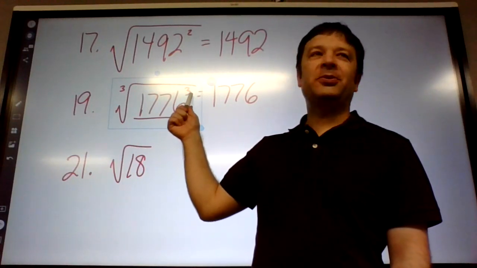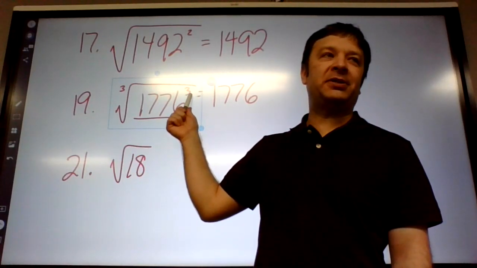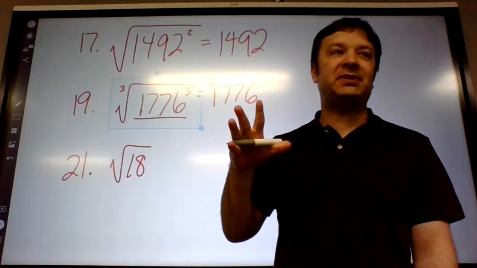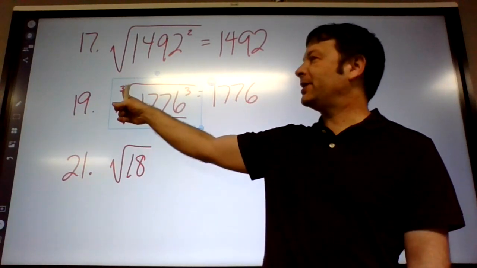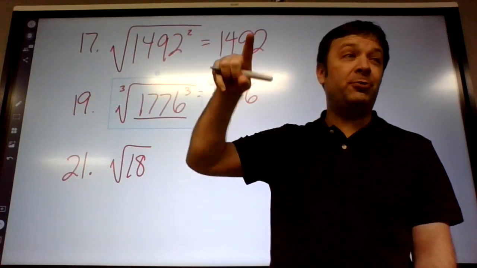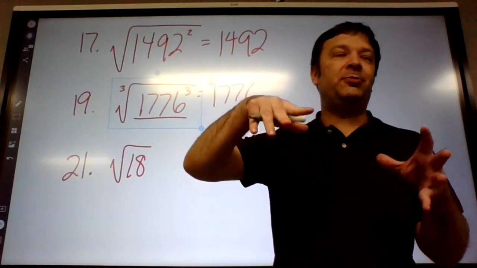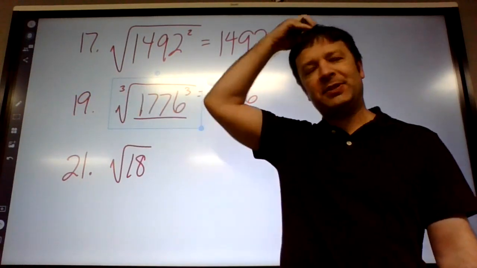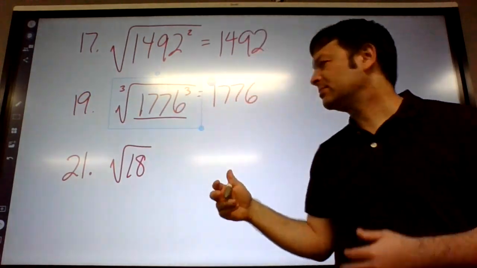Okay, the evens. When you cube this number, it's something gigantic. 1776 times 1776 times 1776. Won't fit on the calculator. But then when you cube root that, it means what cubed equals that giant number. Cubes and cube roots are opposites, so they cancel each other out.